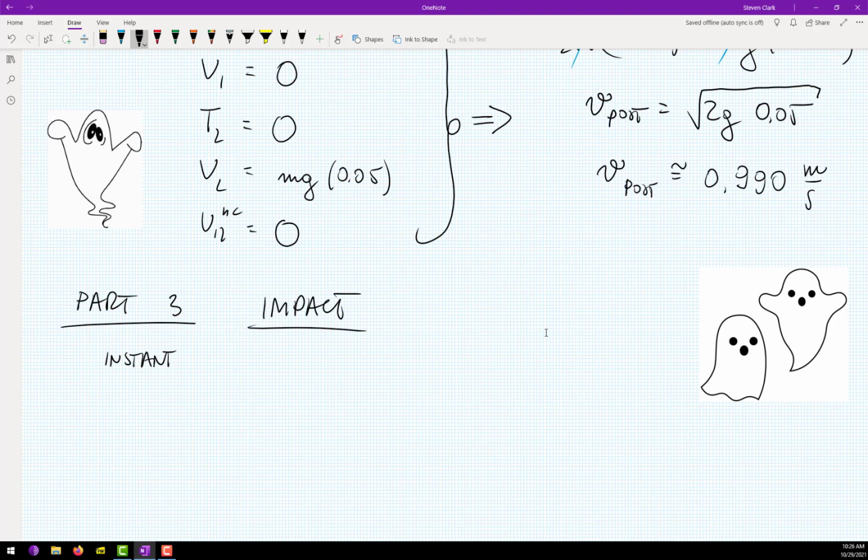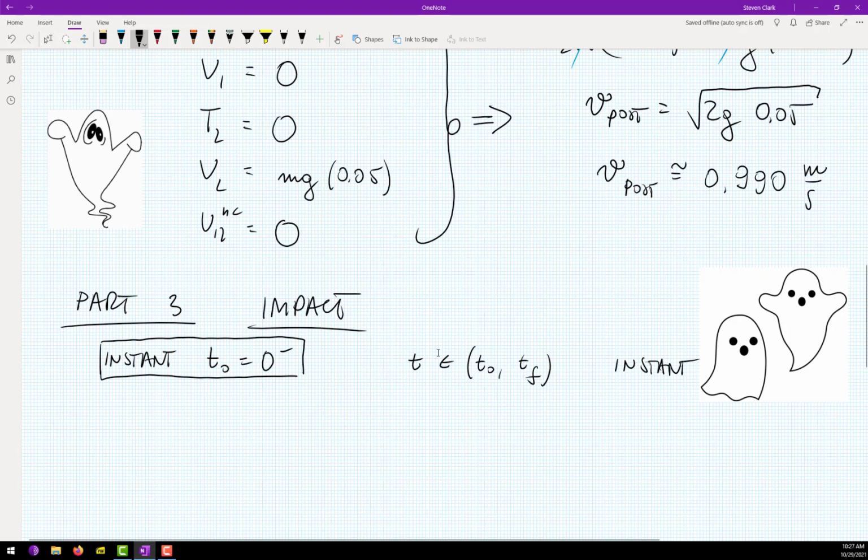Instant t0 equals 0 minus, because the impact takes very, very little time. Then we have the interval from t0 to tf, and then we'll have the final instant. What are these guys doing here?